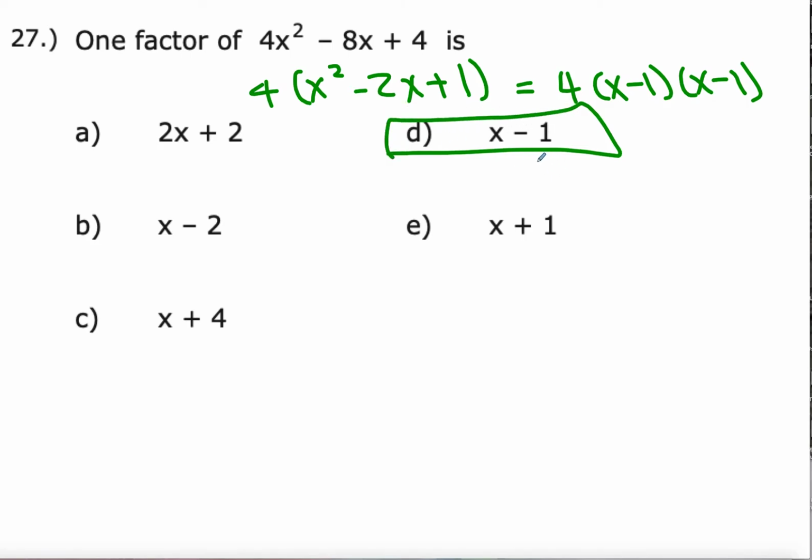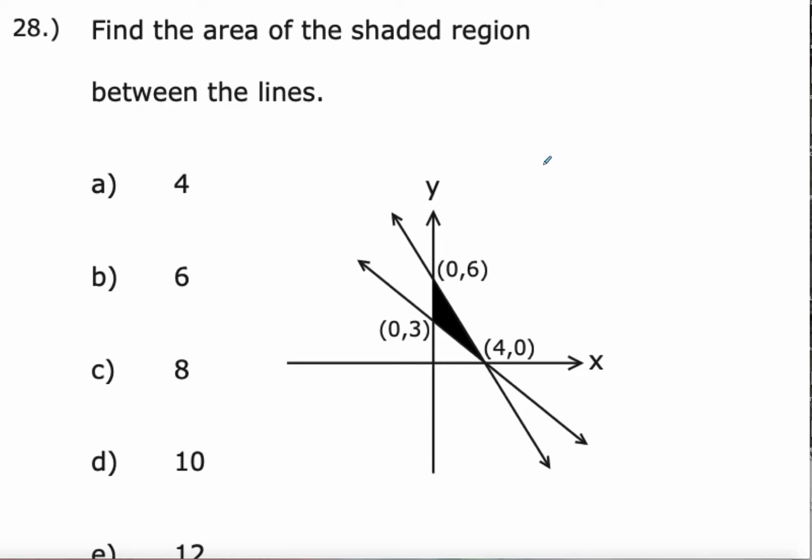Alrighty, let's move on to the next problem, number 28. What is the area? So in this case, you see this triangle? Yes, you do. Then you can assume that this is your base and this can be your height. So you can look at it sideways a little bit.